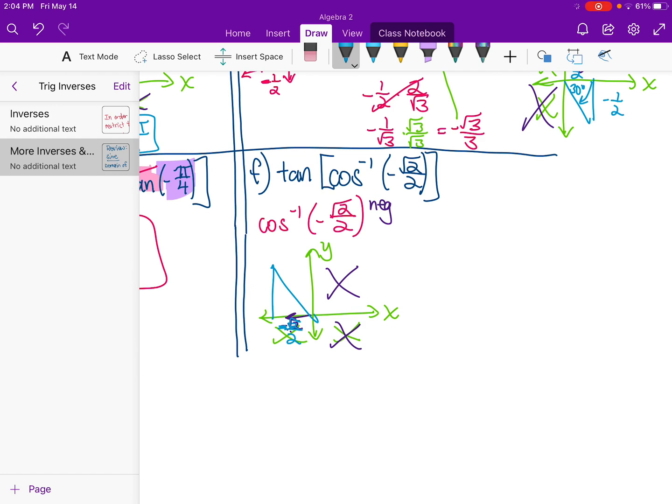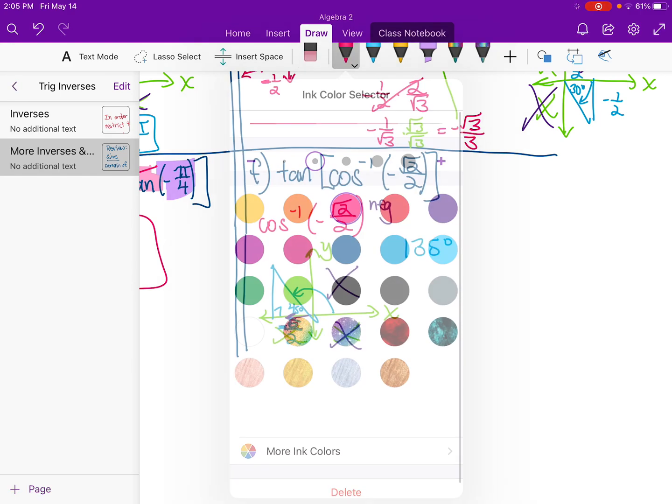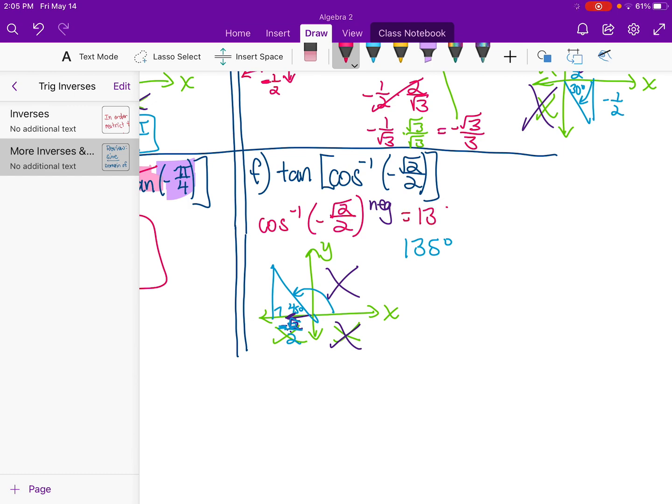We haven't done a rad 2 over 2 in a while. So I know that across from rad 2 over 2 is 45. It's a 45, 45, 90. So the reference angle is 45, but just like I said a minute ago, the angle that I want is the angle that starts on the positive x-axis and ends on the terminal side. So that's going to be 180 minus 45, which is 135, which is 3 pi over 4.